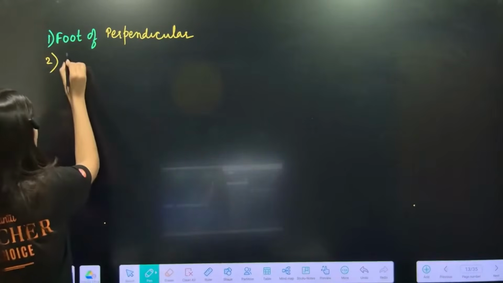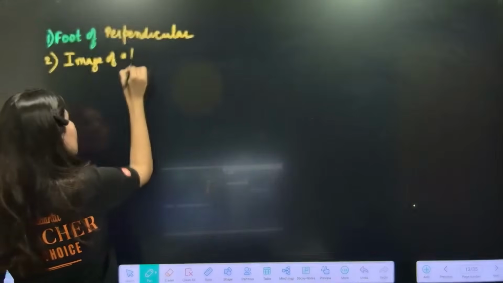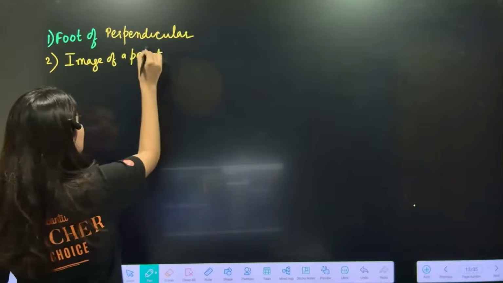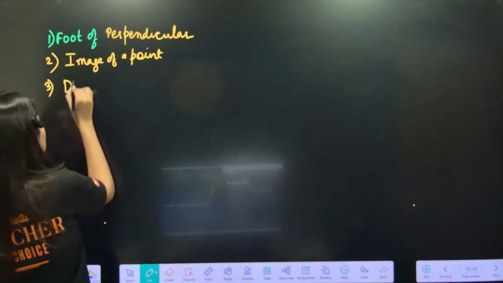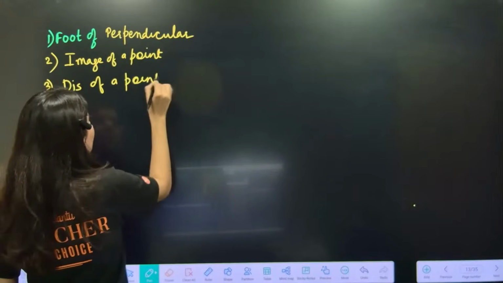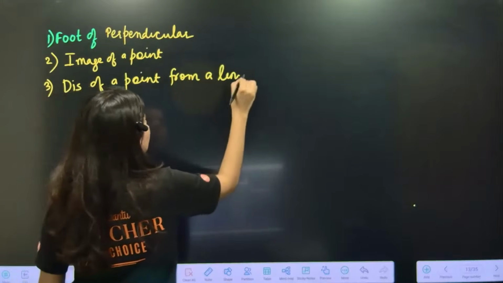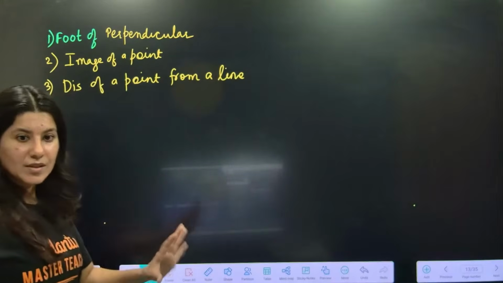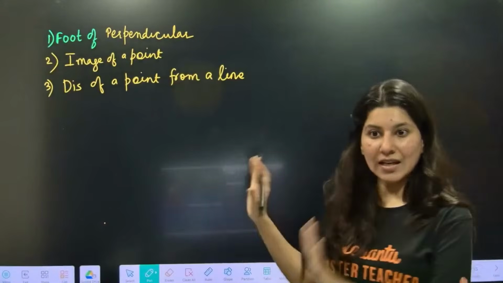If they are asking you the image of a point, then also you have to apply the same concept. Third, if they are talking about the distance of a point from a line, then also the same concept. Three types of question, but the solution is the same. That I am going to tell you.